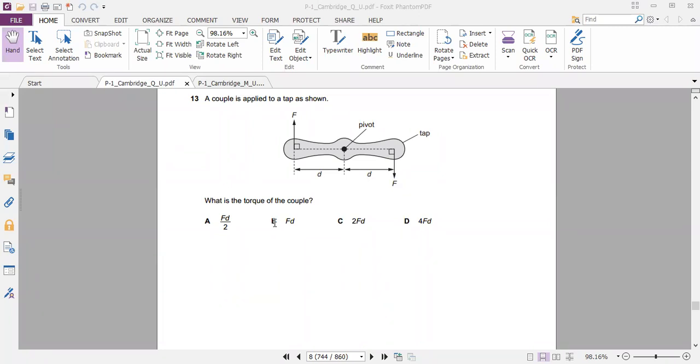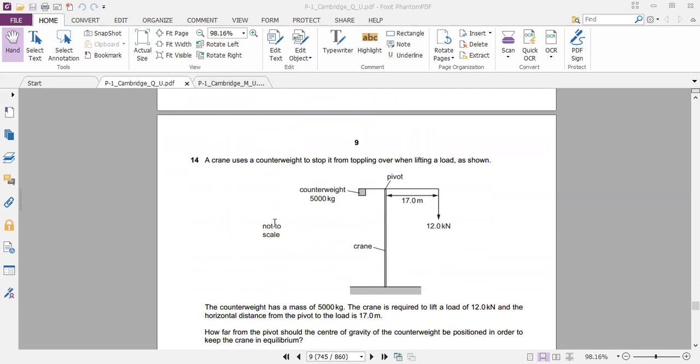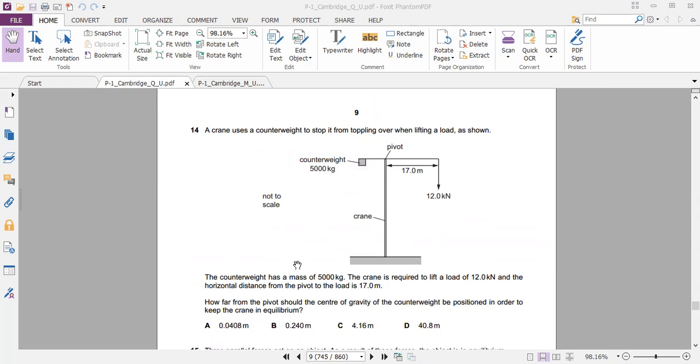Yes, sir. Okay, let's go to question number 14 then. A crane uses a counterweight to stop it from toppling over when lifting a load, as shown. The counterweight has a mass of 5,000 kg. The crane is required to lift a load of 12 kilonewton, and the horizontal distance from the pivot to the load is 17 meters. How far from the pivot should the center of gravity of the counterweight be positioned in order to keep the crane in equilibrium?